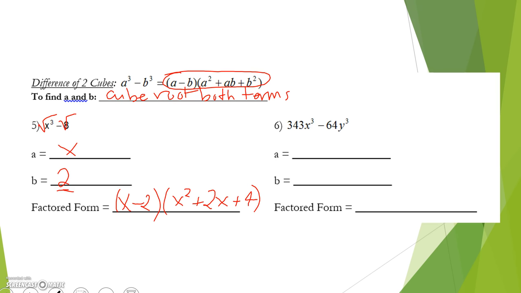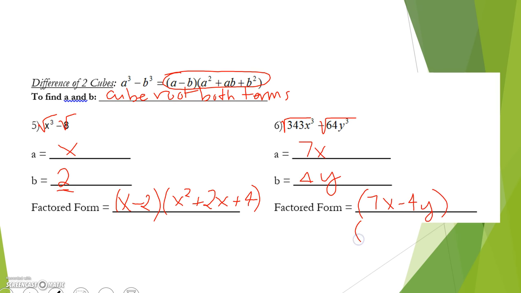All right, for the next one, we have some big numbers. You want to check to see if there's a GCF, and I'm going to tell you there isn't. And so I go straight to cube rooting it. You can use your calculator like I showed you. The cube root of 343x cubed is 7x. And the cube root of 64y cubed is 4y. I plug it in. So a minus b, it starts off normal.